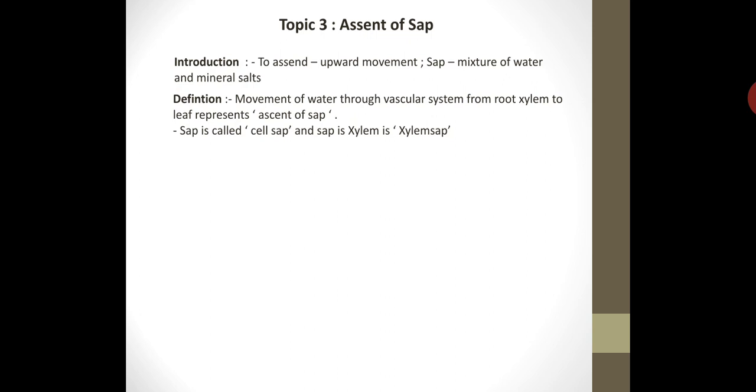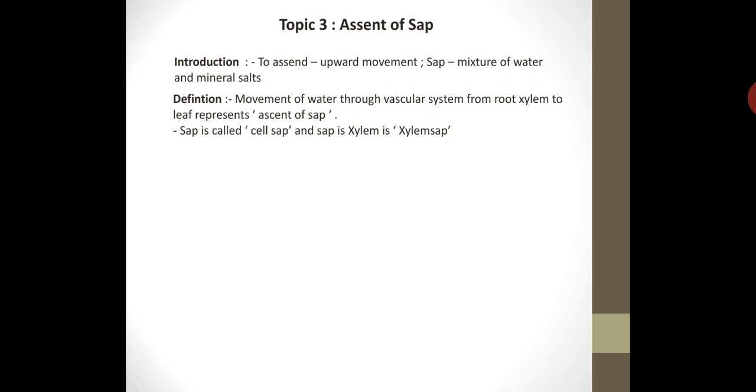Sap is nothing but the mixture of water and different mineral salts dissolved in that soil water. So soil water is not pure water. It is the mixture of water plus different types of salts dissolved in it. So this mixture we call sap.